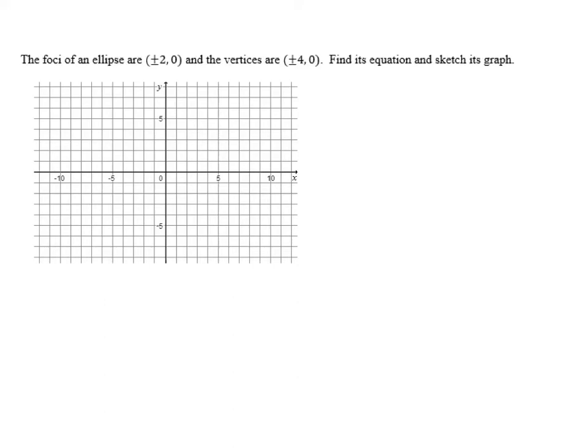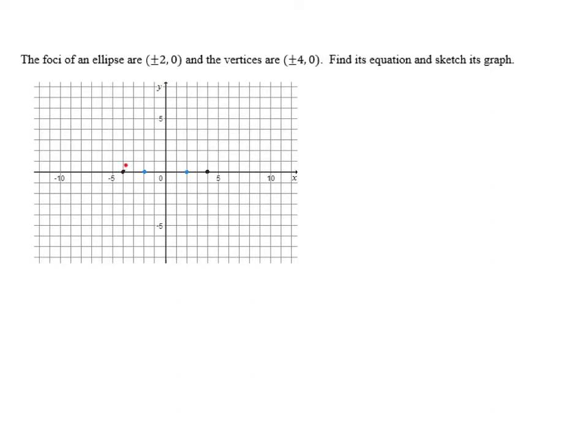The foci of an ellipse are at plus or minus 2, 0, and the vertices are at plus or minus 4, 0. Find its equation and sketch its graph. Because we know the foci are at plus or minus 2, 0, we can actually draw those in now. And also the vertices are at plus or minus 4, 0, so we can draw those in.